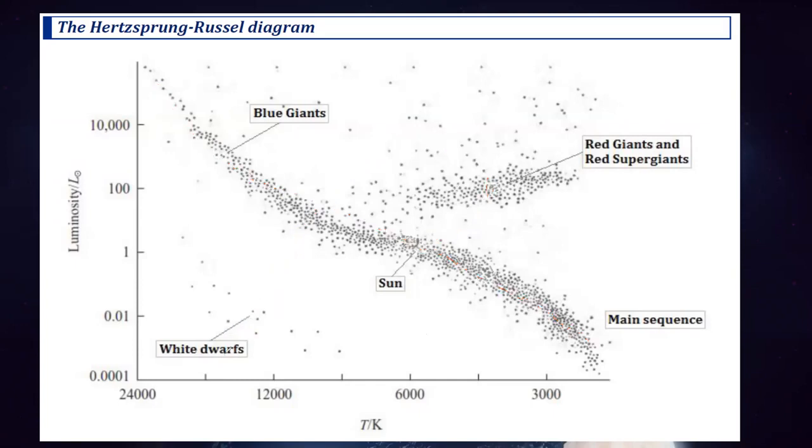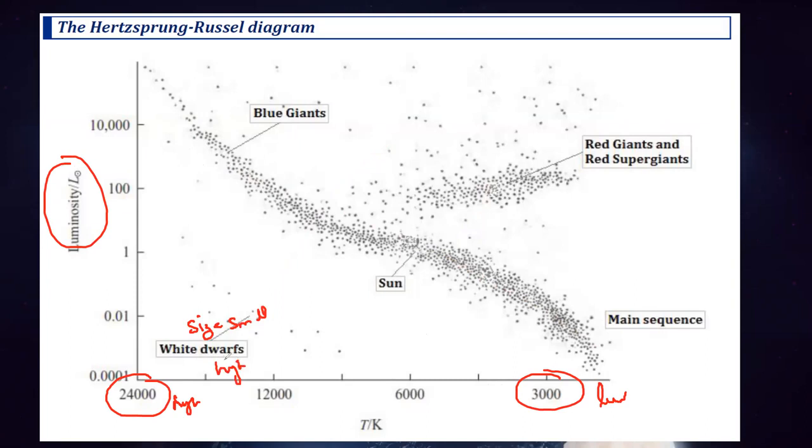This is a Hertzsprung-Russell diagram, which shows the variation. On the x-axis, it starts with high temperature and decreases to low temperature. Luminosity means how much light it emits. So if a star has a high temperature, it will be more luminous. But why are white dwarfs not very luminous even though they have a high temperature? Because the size of white dwarfs is very small. They have high temperature, but the size is small. Red giants, even though their temperature is relatively low, have a big size, that's why they give more light.